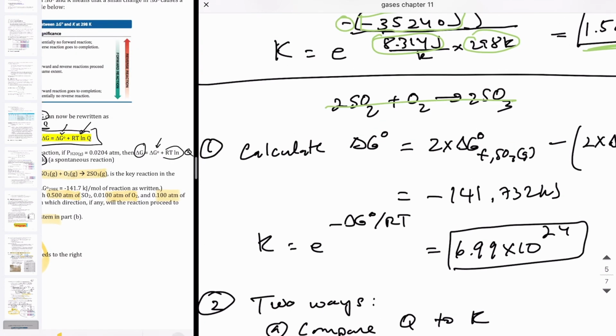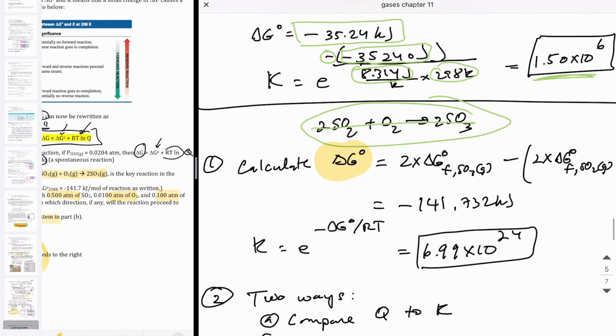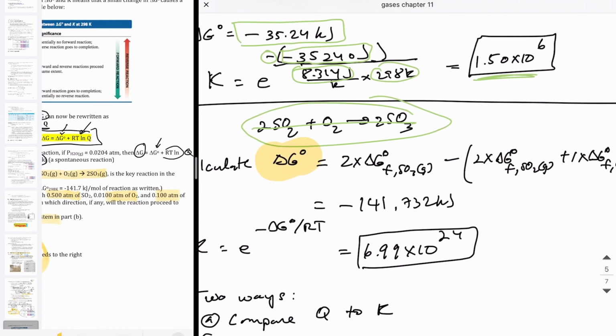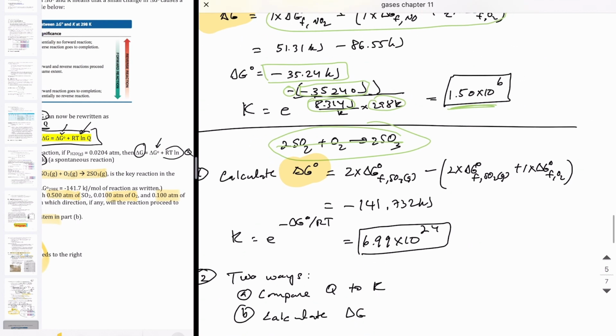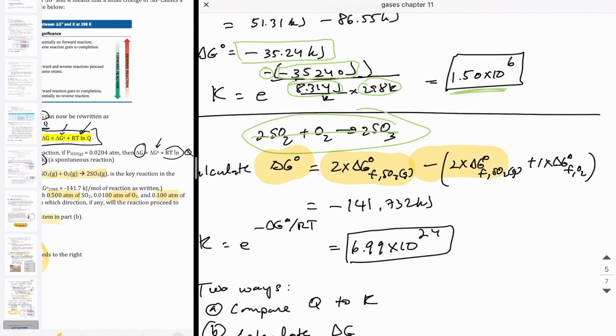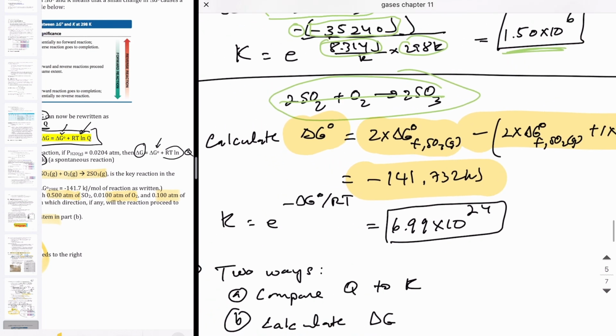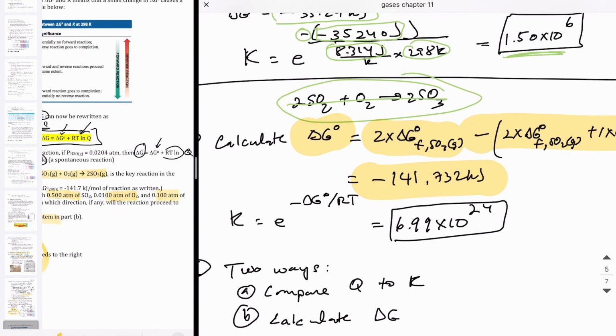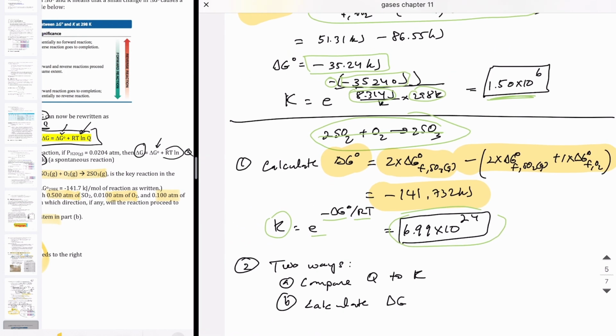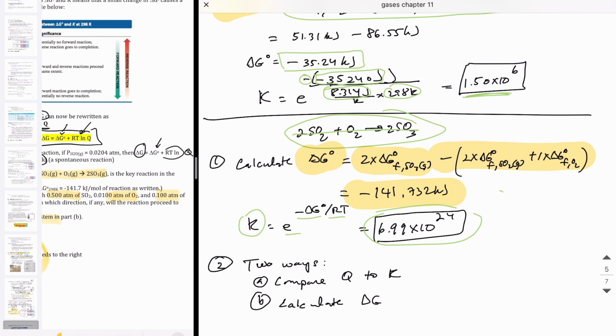Start with the reaction written right here. 2SO2 plus O2 goes to 2SO3. You can calculate the delta G standard by finding delta G formation values in your thermodynamic table. I just wrote out the exact equation you have to use here, but the numbers you're going to need to find yourself. The delta G standard ends up being negative 141.732 kilojoules. K is e to the negative delta G standard over RT. When I plug in the numbers, I end up getting about 7 times 10 to the 24th. So definitely a very product-favored reaction. We see that both in the value of the delta G standard as well as the value of the K.